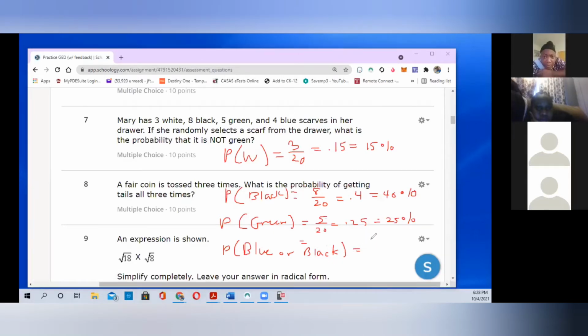13 over 20. Why? Because how many blue or black stars are there? 13. How many is total? 20. And that's 65% or 0.65.